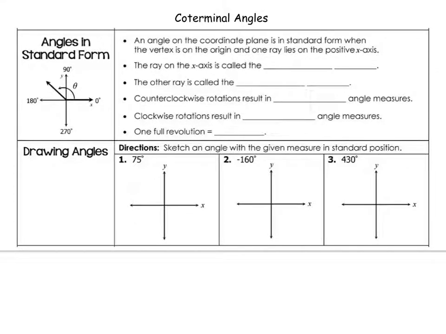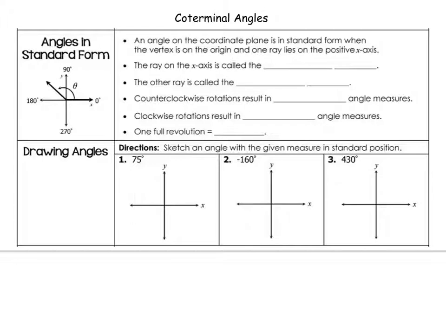Okay, so we're going to start shifting our attention to the coordinate plane. We're going to start putting angles on the coordinate plane and looking at the trig functions on there. So we're going to put angles, like I said, on the coordinate plane, and we're going to put them most of the time in standard form, which means one of the rays is going to be the positive x-axis. The vertex is at the origin, and the other ray is somewhere else in the coordinate plane.